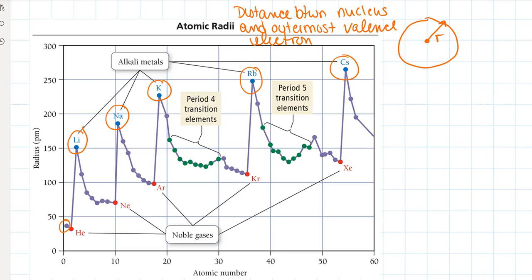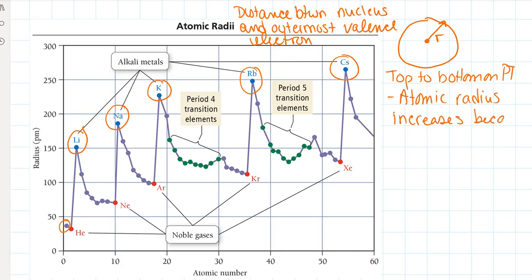So we can make a quick summary that says, as we move top to bottom on the periodic table, we'll say that the atomic radius increases, and that's because my valence electrons are in a new principal quantum level.